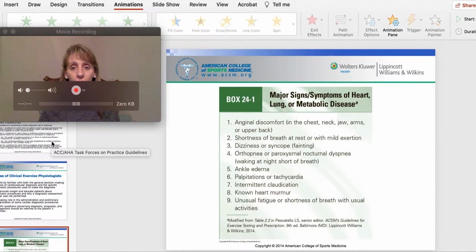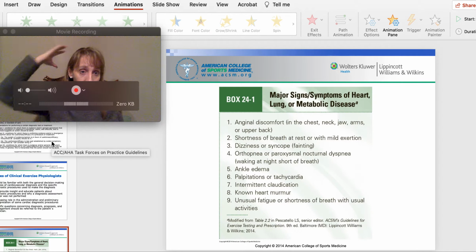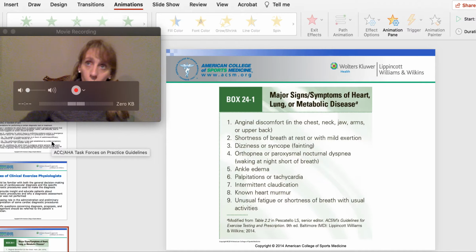So when you're in the history, some of the big things we want to understand are the signs and symptoms they complain of. So this box talks about angina pain. Where is it? How do they describe it? Is the angina in the chest? Is it in the neck? Does it feel like a toothache? Is it in the back between the shoulder blades? So you want to ask these questions. Tell me about your angina. Tell me about that chest pain. How would you describe it?